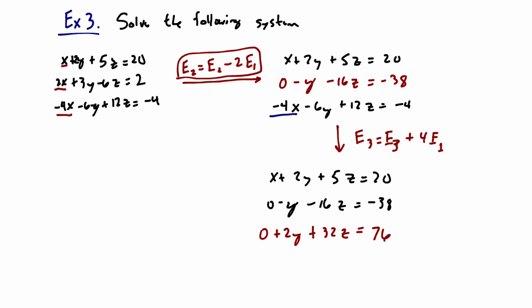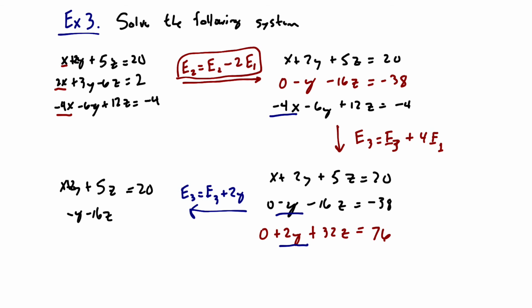And now we're going to go ahead and use equation number 2 to get rid of this 2y here. So we're going to replace equation number 3 with equation 3 plus 2 times equation 2. Again, nothing changes to equation 1. This is x plus 2y plus 5z is equal to 20. Equation 2 remains the same. We have a negative y minus 16z is equal to a negative 38.